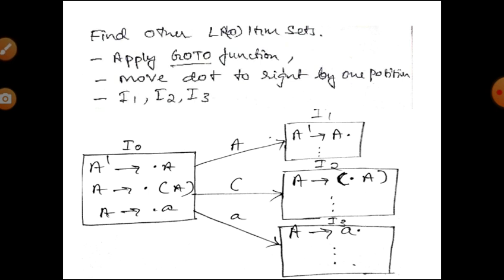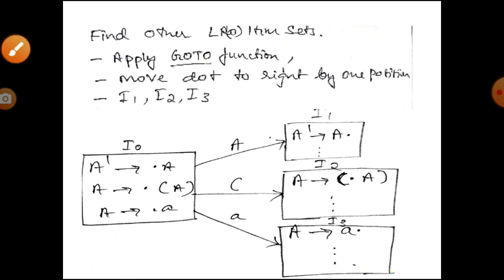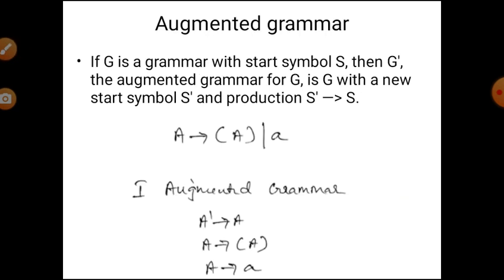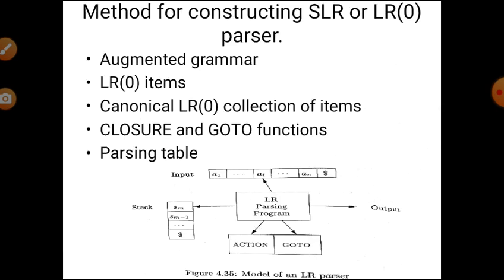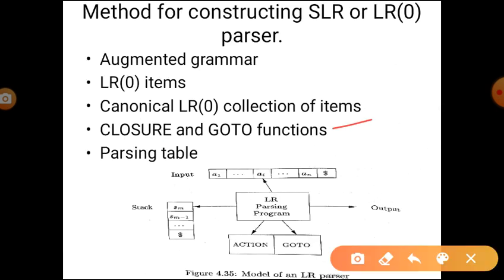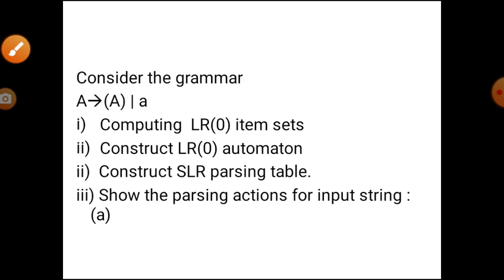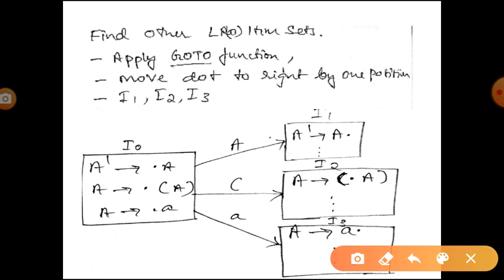How to find other item sets? In that case, we have to make use of one more function, the goto function. Earlier in the previous slide, I told that we have to make use of two functions, closure and goto. I have explained what closure is. Let me explain what the goto function is. Now I'll make use of the goto function to find other sets.